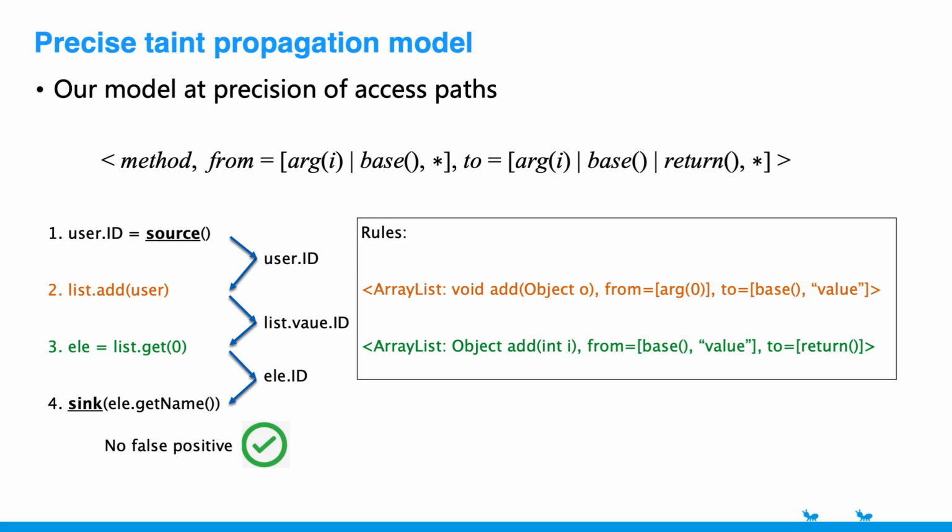In our solution, we provide a model at the precision of access paths. For example, in line 2, we can specify that the first argument of the method taints the value field of the base variable. Thus, list.value.id is tainted. In line 3, we specify that the value field of the base variable taints the return variable. Thus, ali.id is tainted. Finally, no false positive is reported.